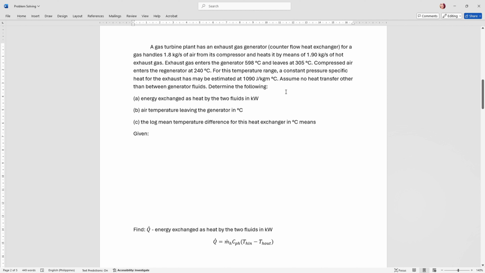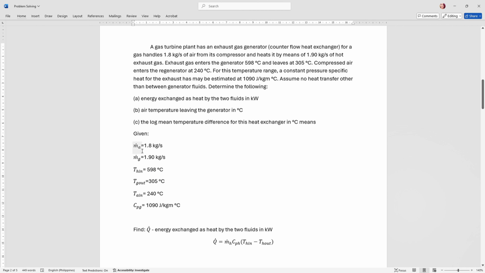So, for this temperature range, binigay yung specific heat or CP ng exhaust na estimated at 1090 joule per kilogram mass per degrees Celsius. So, ang hinahanap natin is energy exchange as heat by the two fluids in kilowatt. Pangalawa is air temperature leaving the generator in degrees Celsius. And yung LMTD, log mean temperature difference.